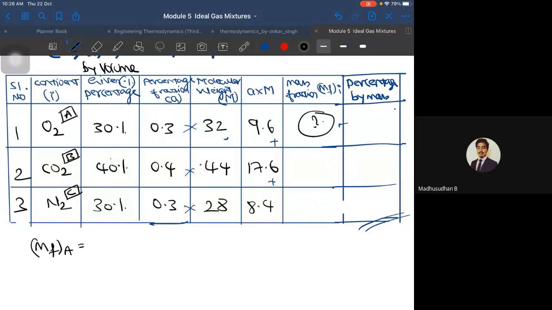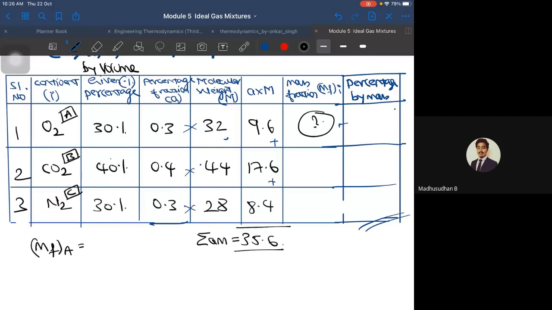For the total mass, I need to sum all of this, right? So it is sigma A cross M. So how much is the value? 9.6 plus 17.6 plus 8.4. What is sigma A cross M? How much, guys? 35.6. Suppose I want MF of A, what should I do?